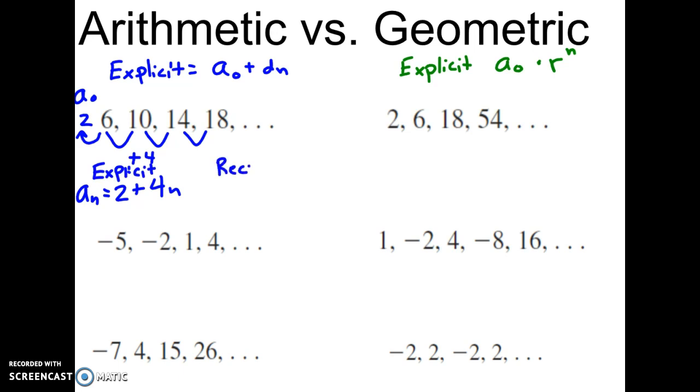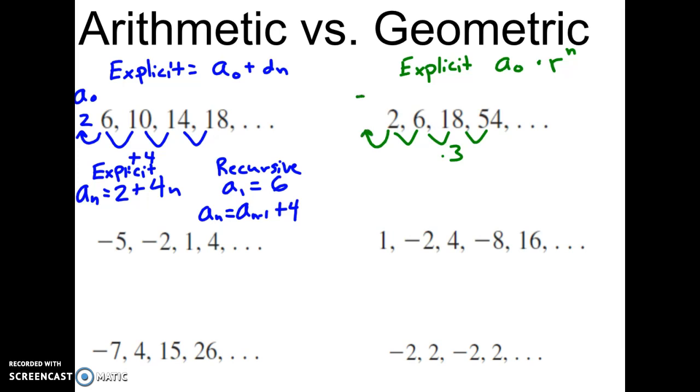And for recursive, we would say we start with a of 1, we start with 6, and then we just say a of n minus 1, which means just take the number before it and add 4. So the difference between explicit and recursive is you start with the first term with recursive, where you start with the 0 term with explicit.